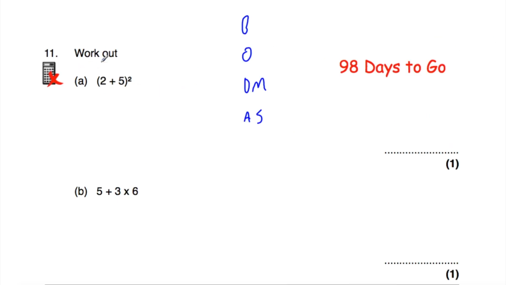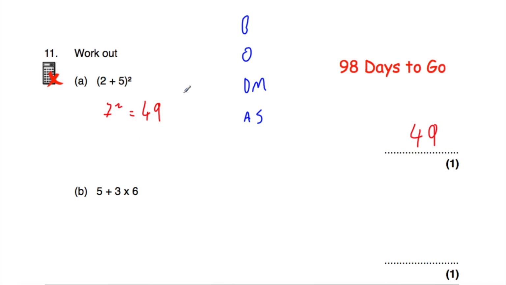Okay, question number 11. So question number 11 is an order of operations question, and I've written this down in the hints. So we've got our brackets, our orders, our divisions and multiplications, and then our additions and subtractions. So we're going to start off with any brackets. Yes, 2 plus 5 is 7, so we've got 7 squared, and 7 squared is 49. So the answer is 49.